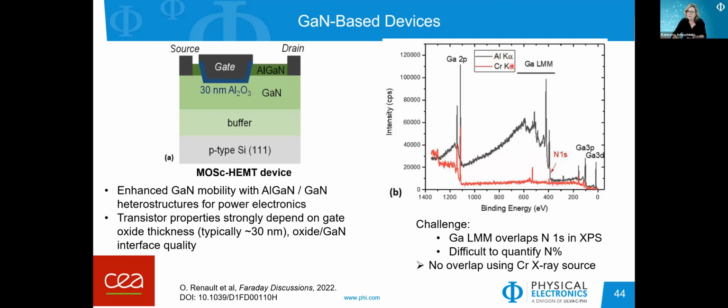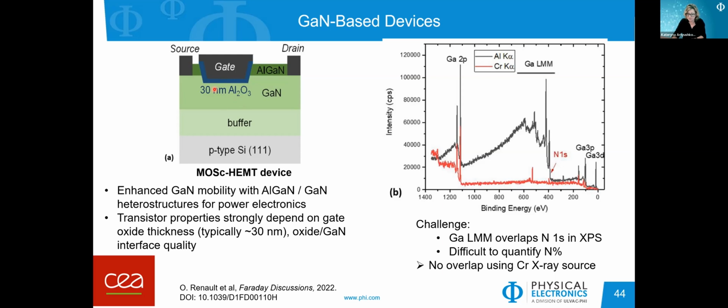Chromium K-alpha shifts the gallium Auger transition. There is no overlap, so we can really accurately quantify nitrogen. And now we can potentially detect much deeper gate oxides. So here's the typical gate oxide thickness, 30 nanometers. And we wanted to see whether we would be able to detect this.